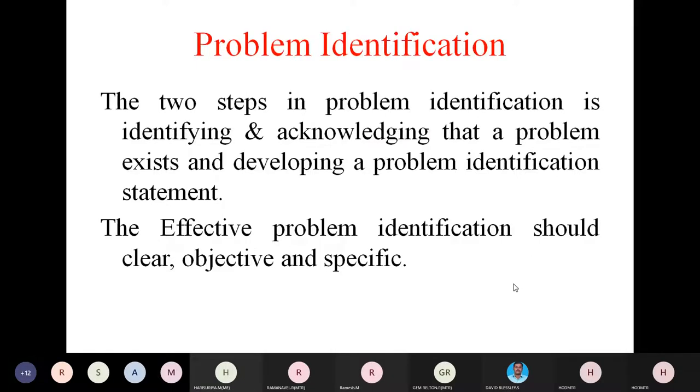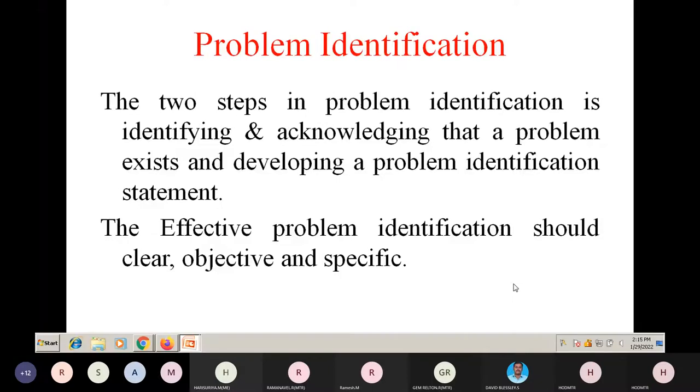For example, as I already told in the previous case, in a manufacturing industry, there is a machine with the expected productivity of 100 pieces per shift. But in a particular shift, the operator is able to produce only 90 pieces. In the next shift, the machine will be operated by a different operator. He may be able to produce 100 pieces. Then the problem is not associated with the particular machine, but there is a problem which occurred in the previous shift. So in the problem identification, the first step is to identify and acknowledge that a problem exists.